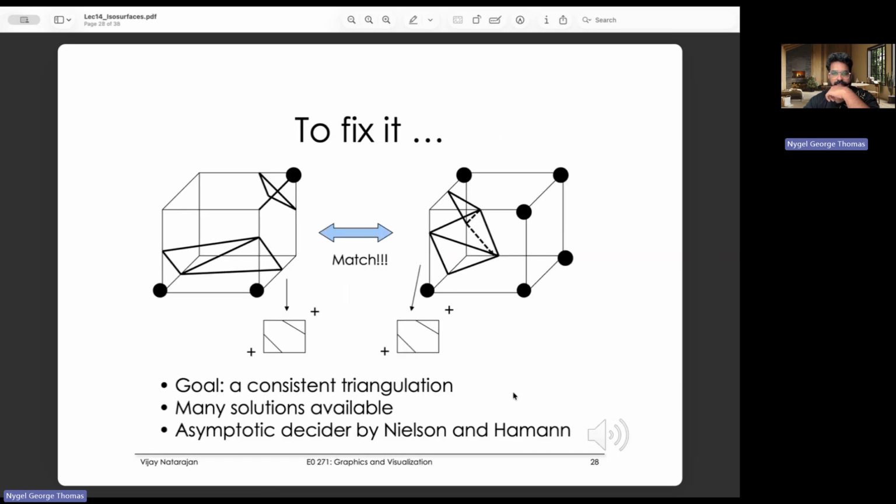This arises in 3D also. Our goal is to obtain a consistent triangulation, where we have a standard way of deciding how to join the iso points. There are multiple solutions available, but the asymptotic decider by Nielson and Hamann is one of the popular ways of doing this. Let's look at the asymptotic decider.